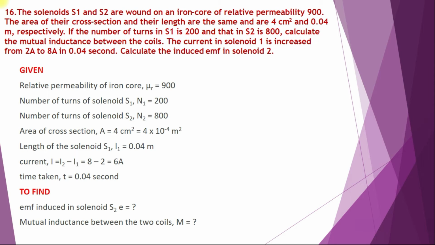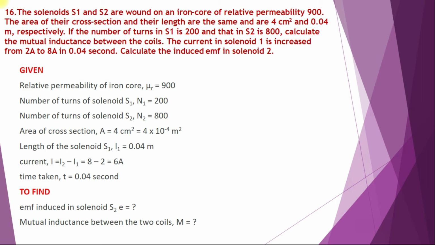So we will start the problem with the given data. Relative permeability of the iron core μr is equal to 900. Number of turns of the solenoid S1, N1, is equal to 200. The number of turns of the solenoid S2, that is N2, is equal to 800. Area of cross section A is equal to 4 cm², which is equal to 4 × 10^-4 m². Length of the solenoid S1, that is L1, is equal to 0.04 meter. The current change I is equal to I2 minus I1, which is equal to 8 minus 2, which is equal to 6 ampere. The time taken T is equal to 0.04 second.